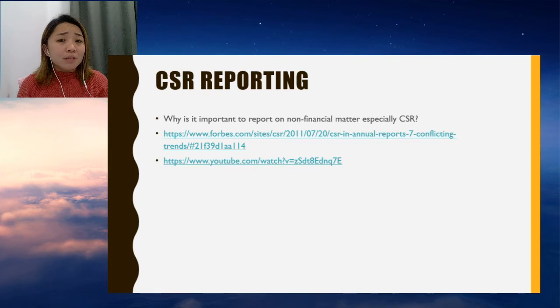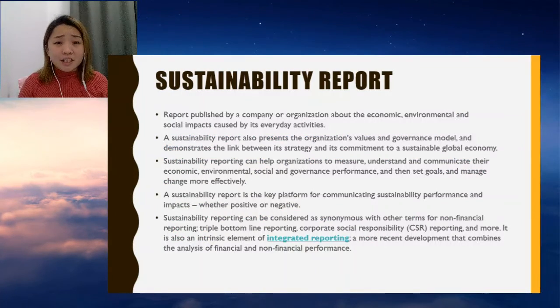Now, I give you guys some links to read on CSR reporting, and why it is important for people to know that you are doing good deeds, especially CSR. Please look into these links, they do give you an overview on that. Sustainability report, like I mentioned earlier, is basically a report published by the company about the economic, environmental, and social impact of its everyday operations. So basically, whatever you're doing, how you're impacting people around you, the environment, and the economy.